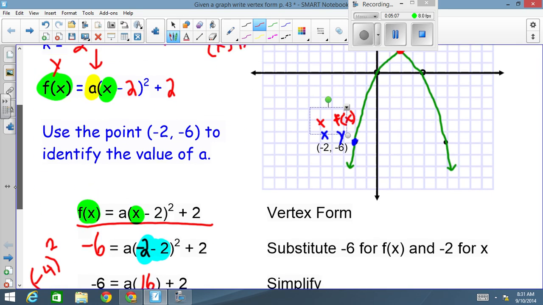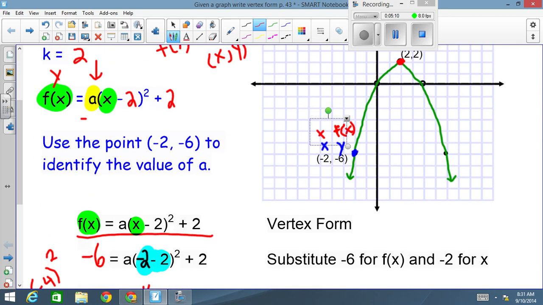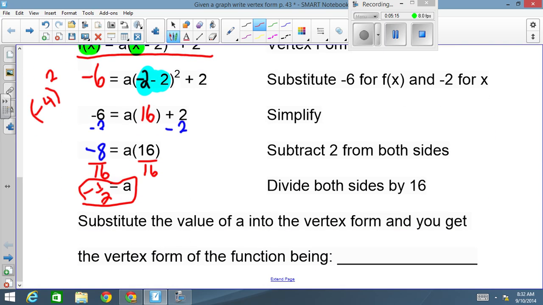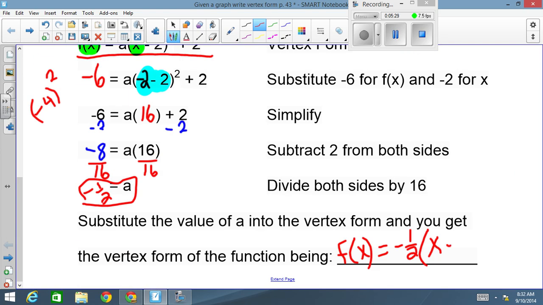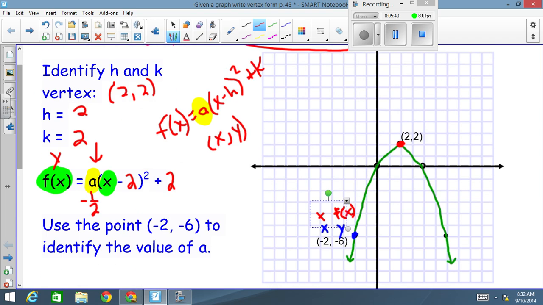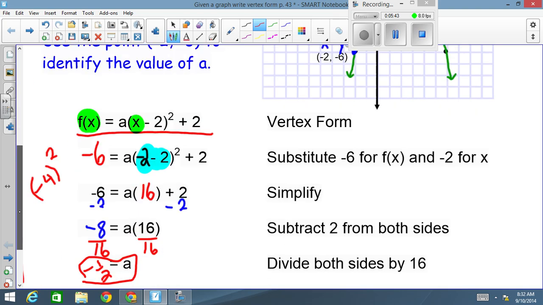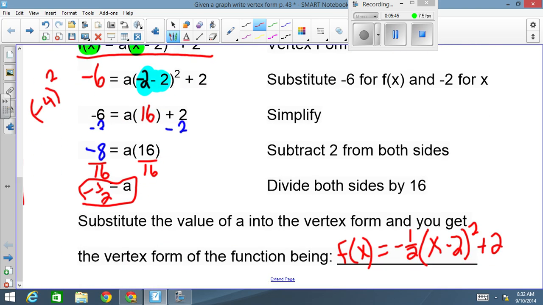All right, so I'm going to take that negative 1/2 and put it right up here in place of that a, and then I'll be done. So the final form is f of x equals negative 1/2, that's my a, open a parentheses, x minus 2 squared plus 2. This is the vertex form of the function that was given to me in this picture. So just by looking at that picture, we were able to find out the equation for the function.